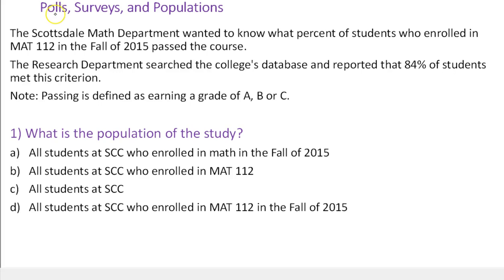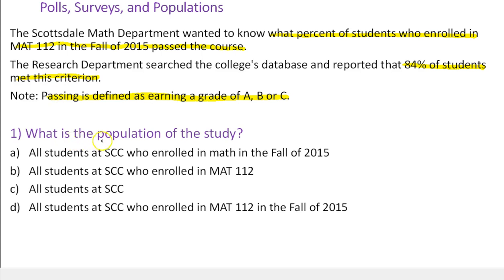In this video, we're going to look at polls, surveys, and populations. So the Scottsdale Math Department wanted to know what percent of students who enrolled in MAT 112 in the fall of 2015 passed the course. The research department searched the college's database and reported that 84% of students met this criterion. And then there's also a note that says passing is defined as earning a grade of A, B, or C.